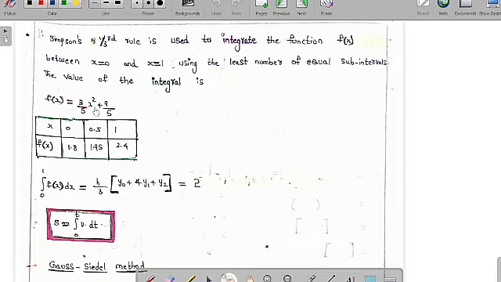Then the integration with the help of Simpson's 1/3 rule, which I have already told you, is h by 3 into y0 plus yn plus 2 times the even terms, y2, y4, and 4 times the remaining odd terms. If we do the simplification, we get the value of 2. So this is the approximate value of this integration by using Simpson's 1/3 rule.